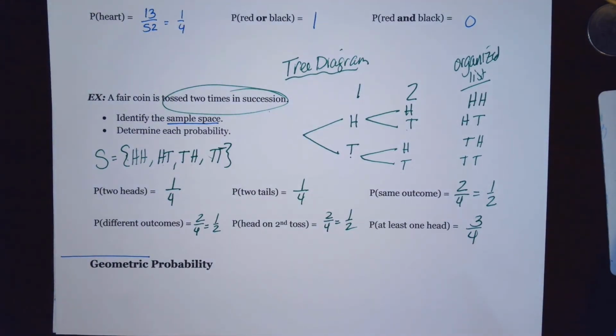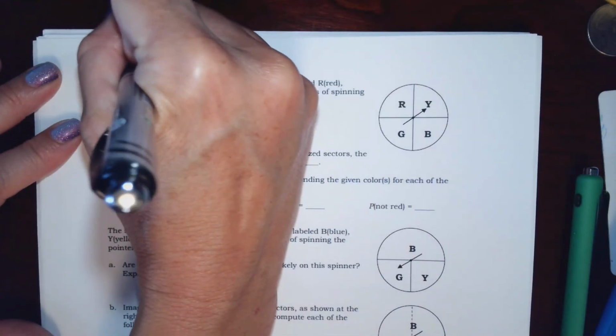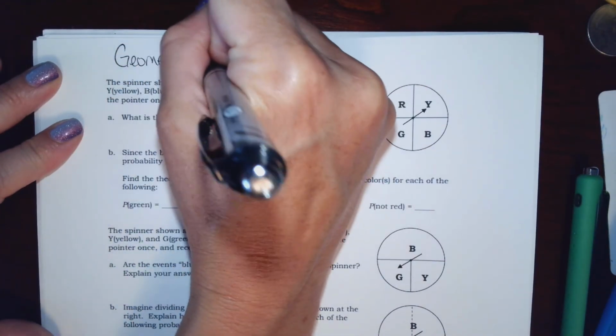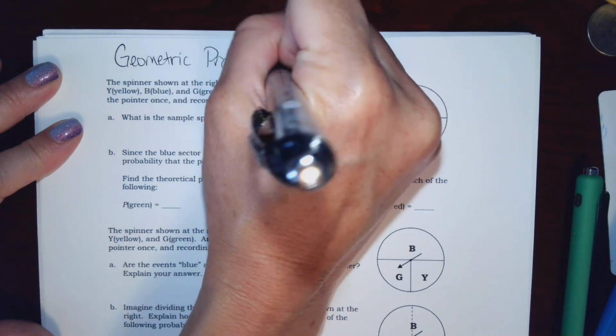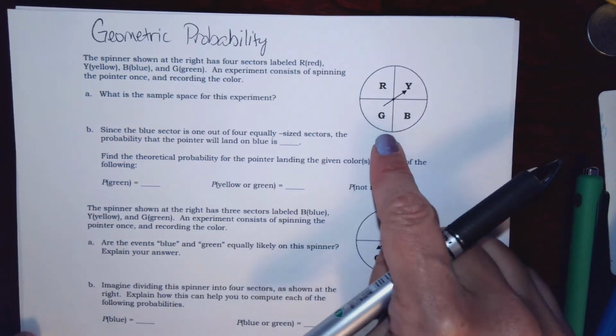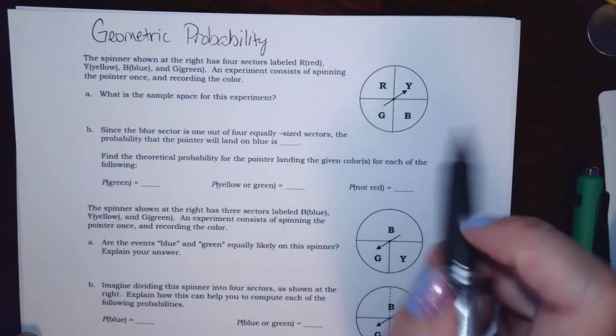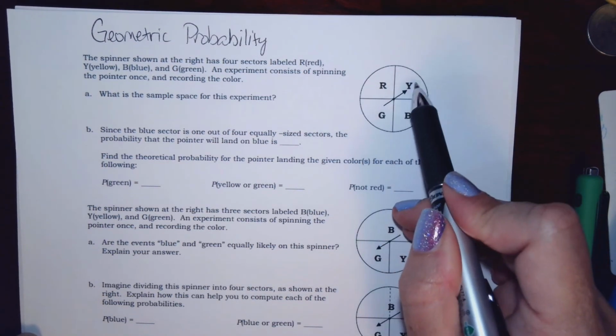All right, excellent. Now, geometric probability is the heading for this last page of notes for this section. So let's come over here and set that up. This is our geometric probability page. The spinner shown has 4 sectors labeled R for red, Y for yellow, B for blue, and G for green. An experiment consists of spinning a pointer once and recording which color the pointer lands on. And this is my example pointer. So like I've spun it, it landed on yellow.